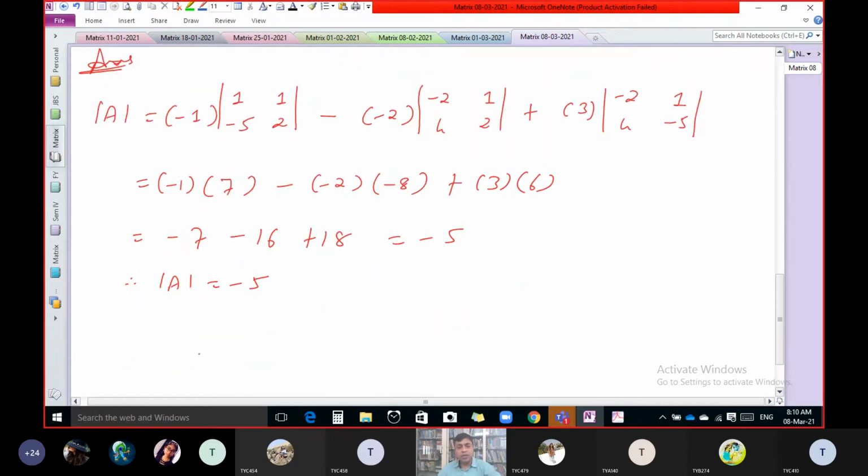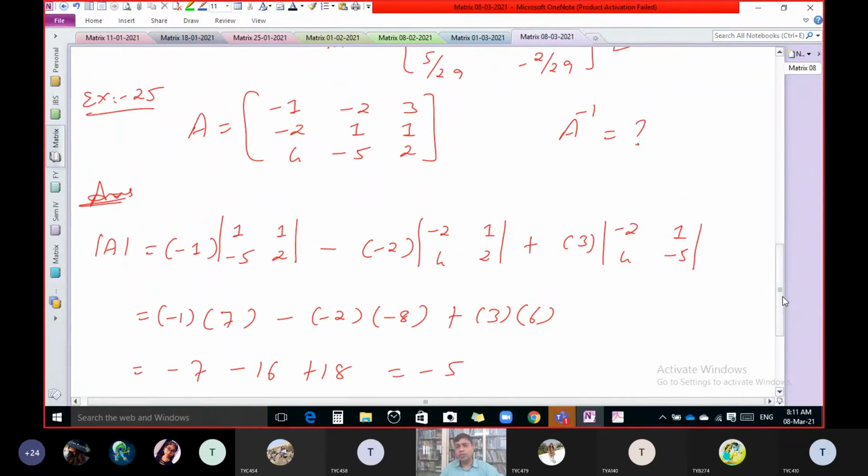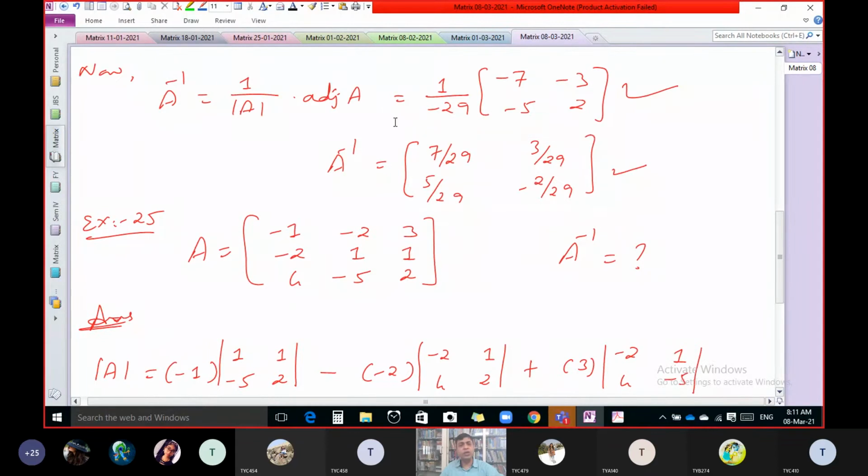Now see, if determinant is 0, then it is known as a singular matrix, and in that case A inverse is not possible. But here the determinant is not 0, therefore we can say that A inverse exists, A inverse is possible. Okay, now we have to find out the adjoint of A. To find out A inverse, we require two things: determinant and adjoint of A.